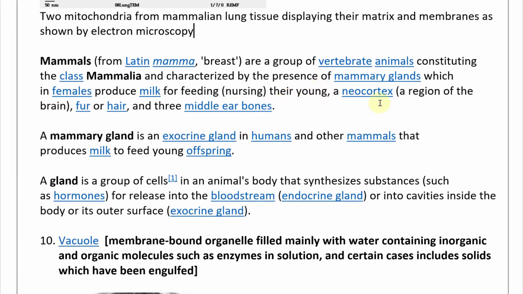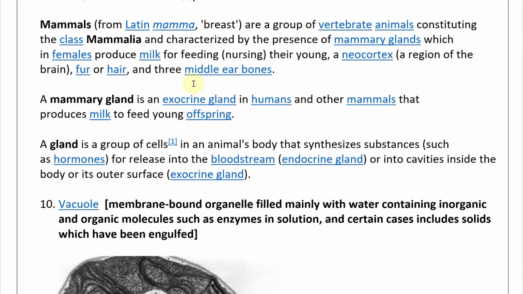Mammals also have a neocortex, which is a region of the brain. So the females have mammary glands for milk production, and a neocortex, a region of the brain, and then fur or hair and 3 middle ear bones. A mammary gland is an exocrine gland in humans and other animals that produces milk to feed young offspring. And a gland is a group of cells in an animal's body that synthesizes substances such as hormones for release into the bloodstream.